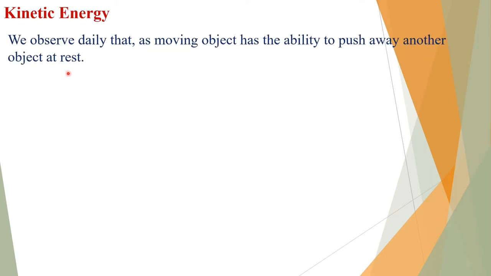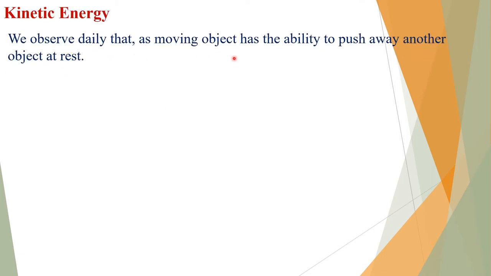Kinetic energy. We observe daily that moving objects have the ability to push away another object at rest. So if a moving object is coming towards an object at rest, the object at rest can be pushed away by the moving object because that moving object is having some energy.